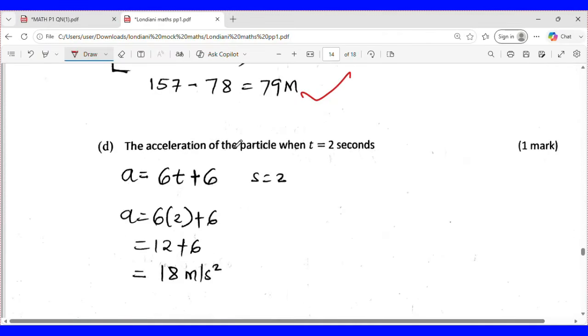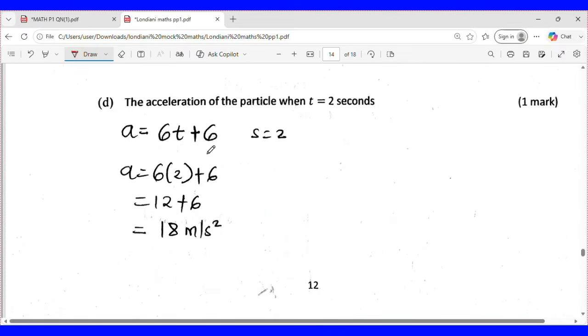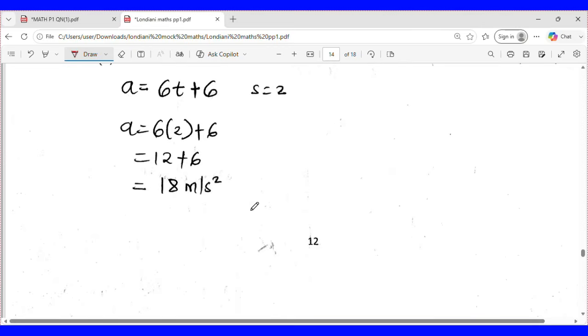The acceleration of the particle at t. So acceleration, you differentiate velocity. This one will be 6t minus 6. That is acceleration. Then you substitute when time is 2 seconds, and you get that the acceleration is 18 meters per second squared.